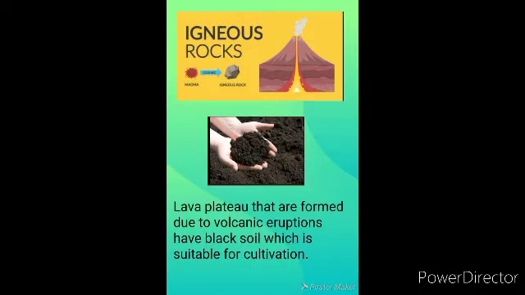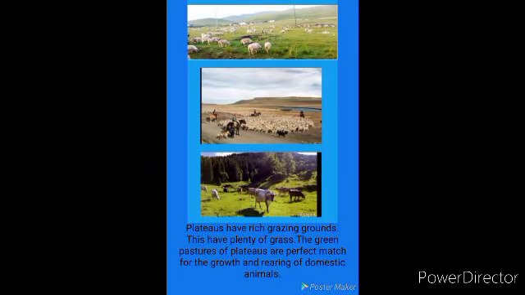Lava plateaux that are formed due to volcanic eruptions have black soil, which is suitable for cultivation. Most plateaus have rich grazing grounds as these have plenty of grass. The green pastures on the plateaus are a perfect match for the growth and rearing of domestic animals.